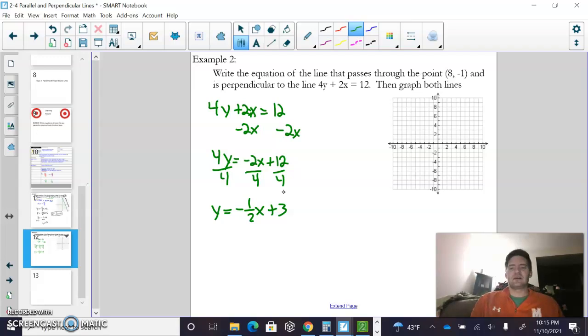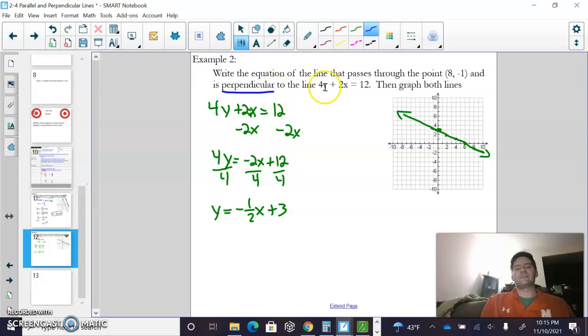So then here's our line. We're going to find 3, then down 1 over 2, down 1 over 2, down 1 over 2, down 1 over 2. And that's roughly what our line is going to look like over here.